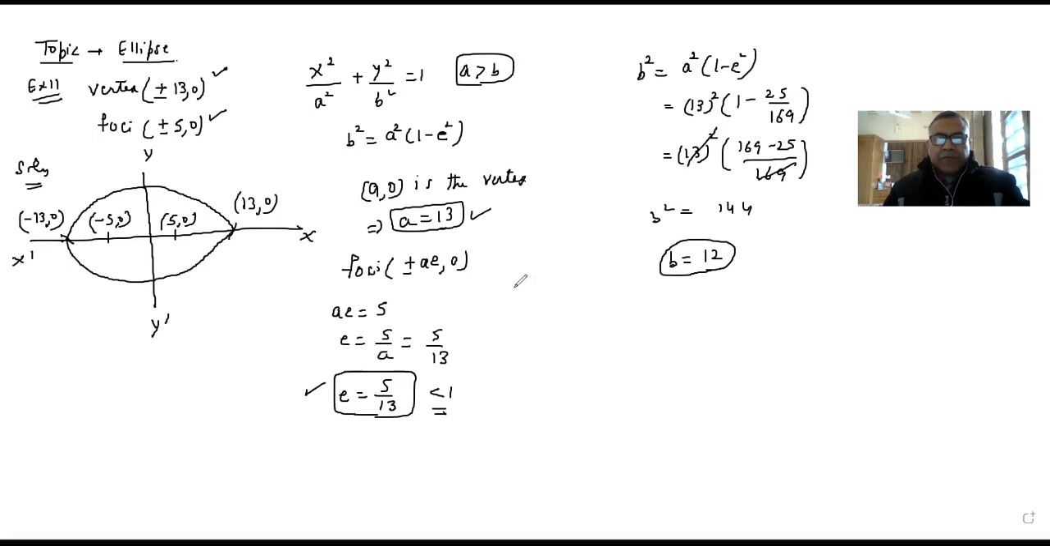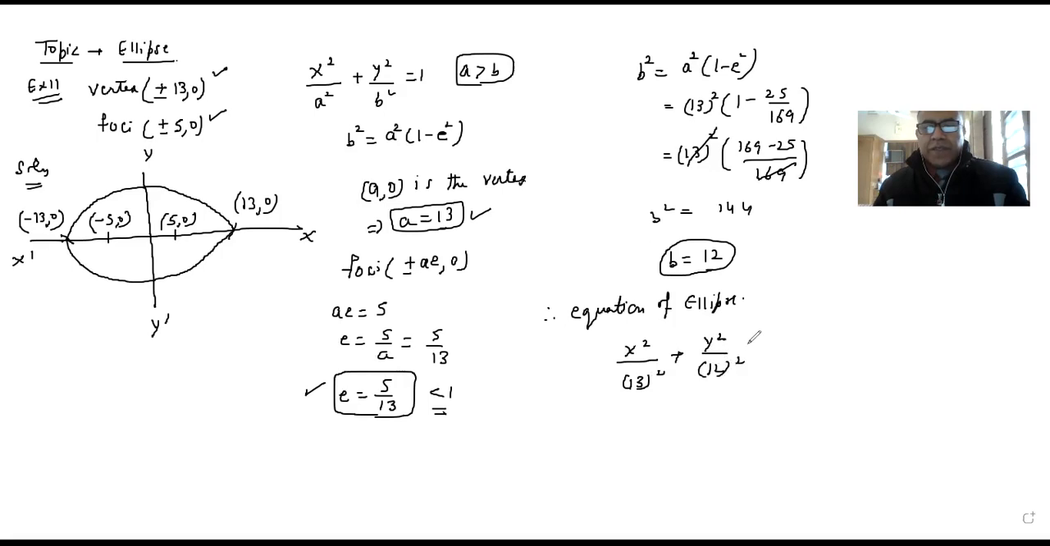So that means if he's saying find the length of the minor axis, you can find out twice of b, that means 24. Therefore, the equation, because he's saying find the equation of the ellipse, is x square upon 13 square plus y square upon 12 square is equal to 1. This is the equation of the ellipse.